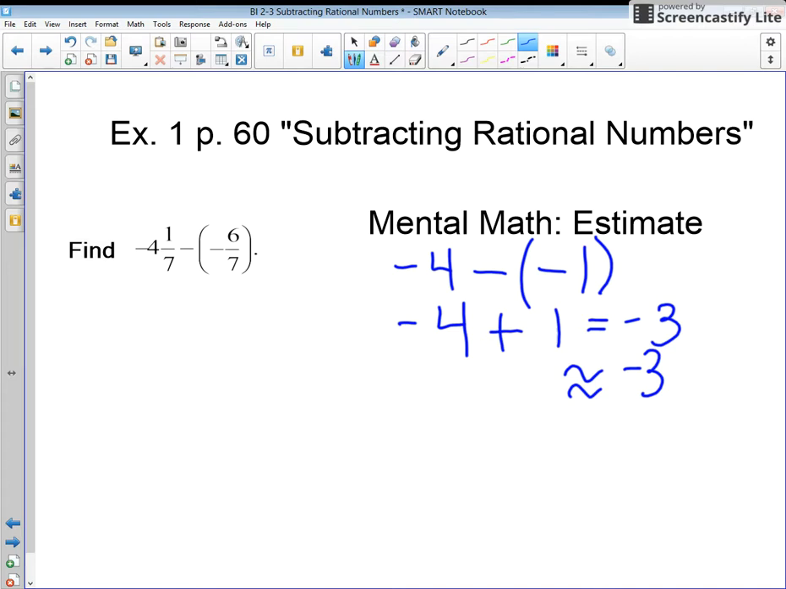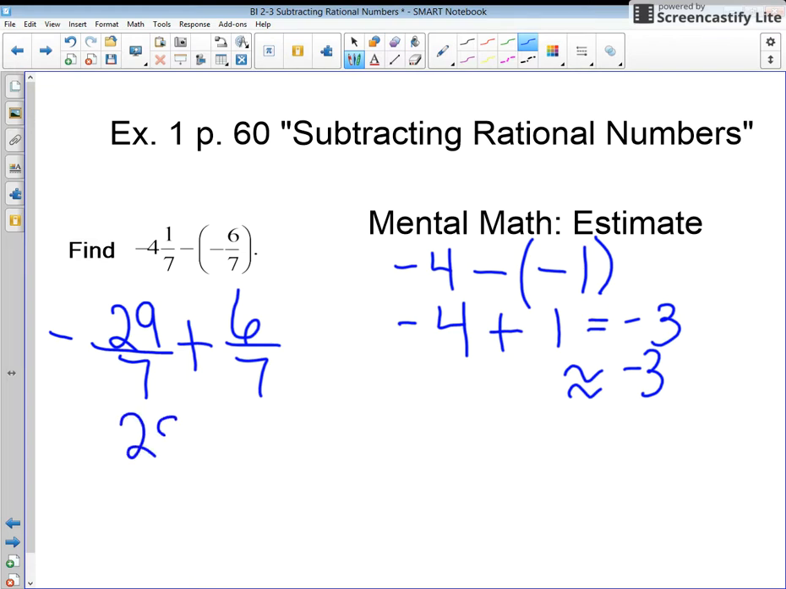Now I'm going to do the standard algorithm. Negative 4 and 1 over 7, I'm going to rewrite as 28 plus 1 more is 29 over 7. I changed the mixed number into an improper fraction. Now I'm going to add the opposite. Change the minus to a plus sign. The opposite of negative 6 over 7 is positive 6 over 7. Since they have different signs, I subtract and keep the sign of the bigger number.